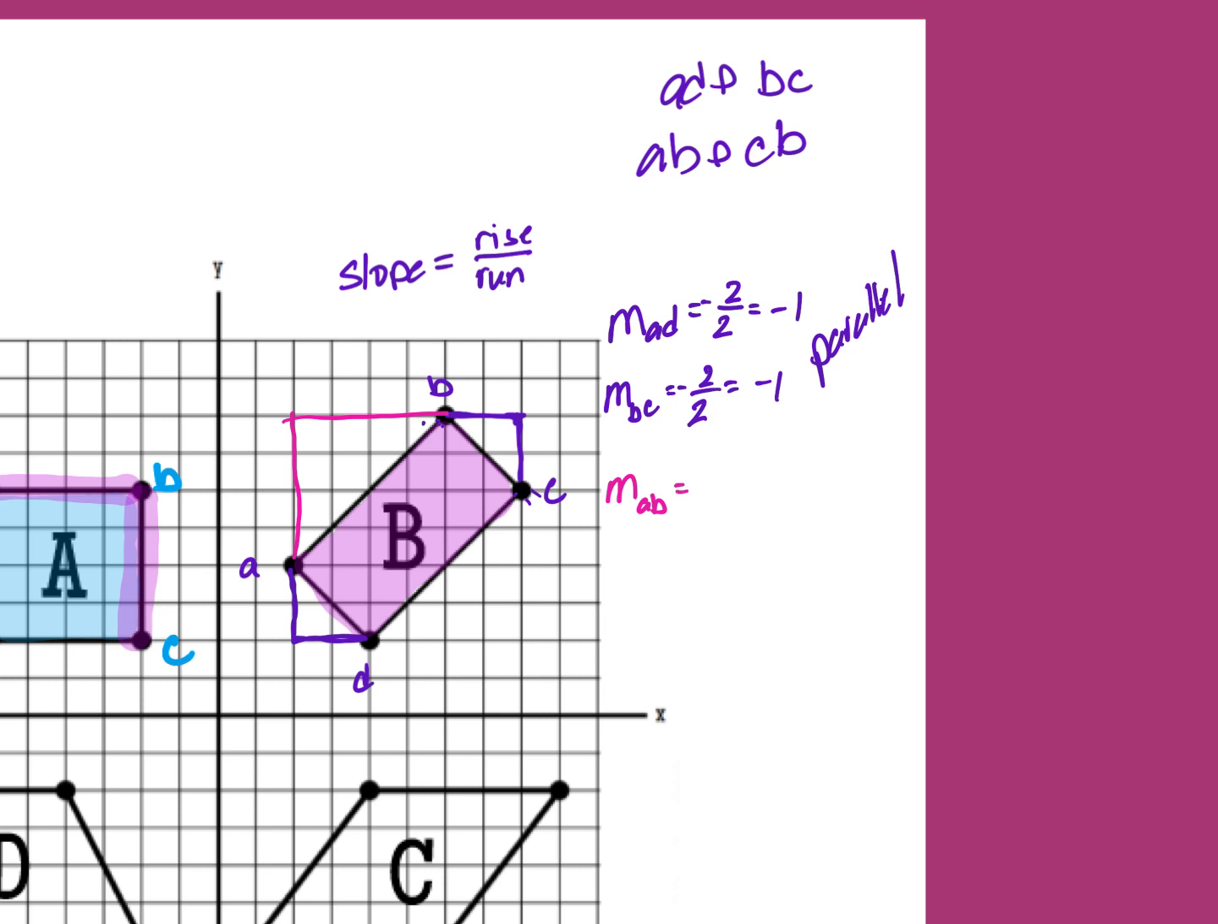What's my rise? 4. What's my run? 4. What's my slope? 1. Oh my gosh, this is great. Slope of CB. I need to draw one more triangle. What's my rise?